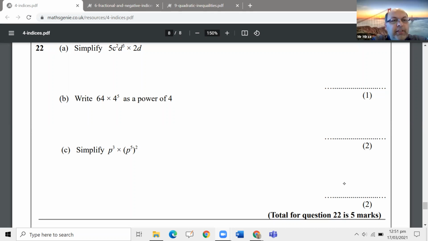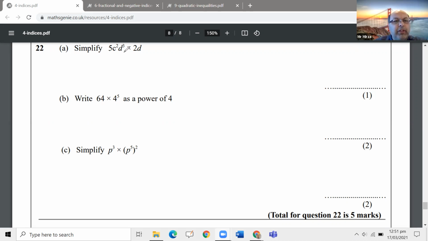The first topic I have picked is laws of indices. And as you can see, indices is a grade 4 topic that is also in both papers, core and extended. So let's start now. The laws of indices. So look at the first question.